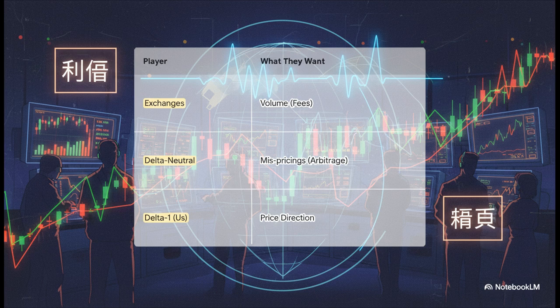You've got the exchanges, who are like the casino. They just want lots of volume to generate fees. Then you have delta-neutral traders, who are like super fast robots looking for tiny price differences to exploit. And then there's us. We're in the third group, Delta 1, or directional traders. We're the ones betting that the price is going to go up or down.